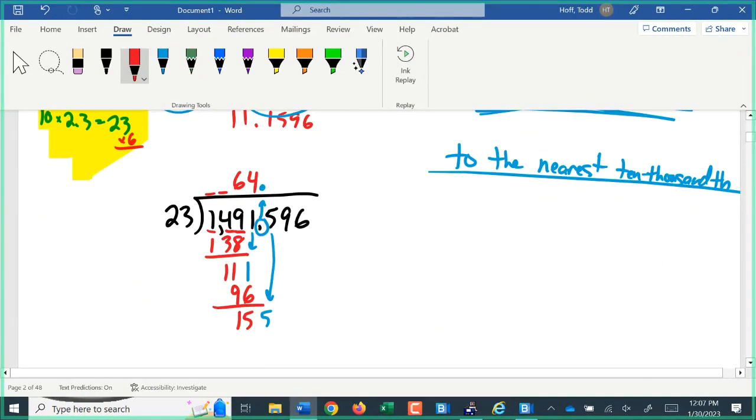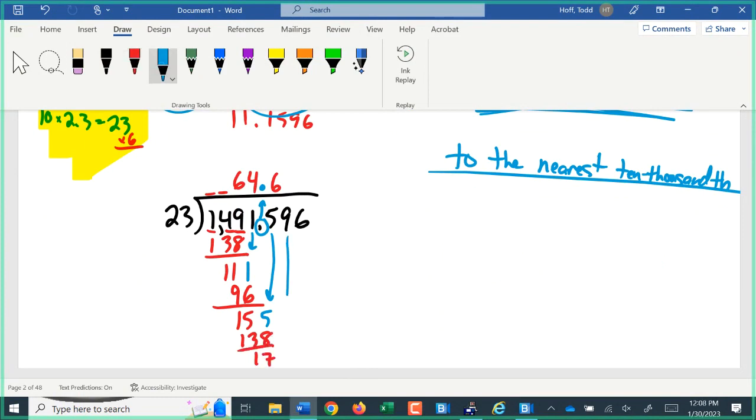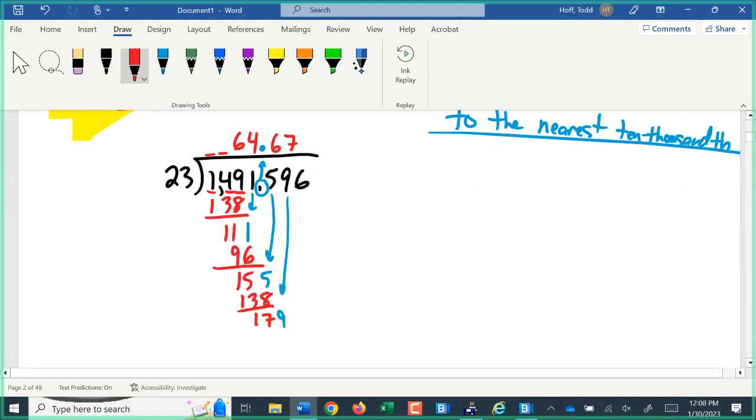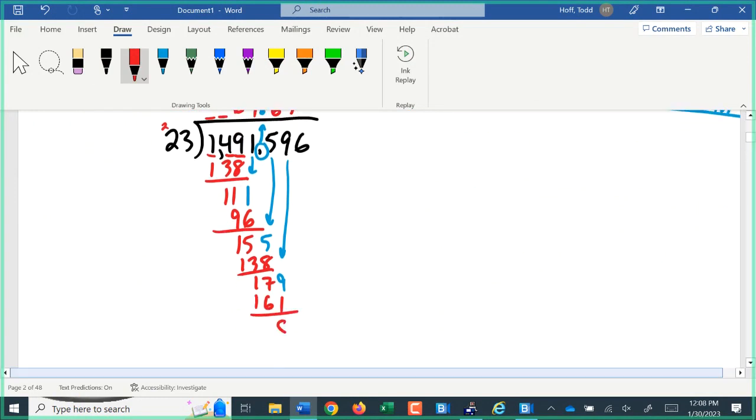23 into 155 is 6 again, I believe. That's 138. We have 17. Bring down the 9. 23 going into 179. 8 will not quite go. We have to go 7. 23 times 7, 7 times 3 is 21. 7 times 2 is 14, plus 2 is 16. So 161. We have 18 left over.